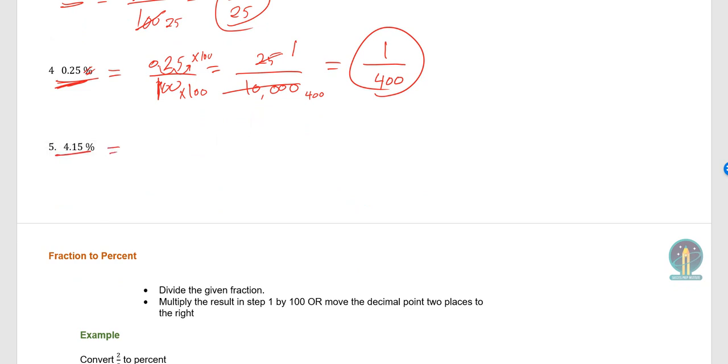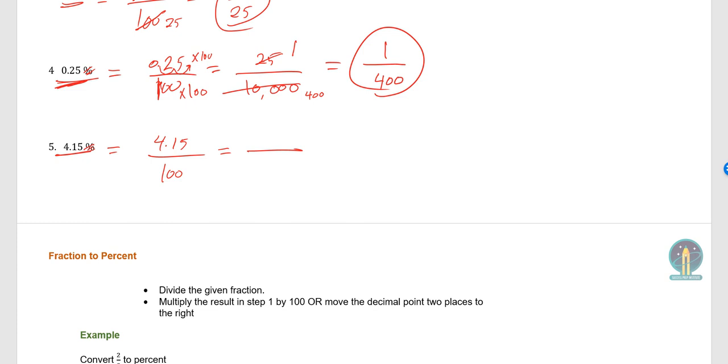4.15%. Remove the percent sign, and write 4.15 out of 100. Simplify further: convert it to an integer where you only have to multiply by 10 or 100 or 1000, etc. Something that's a factor of 10.